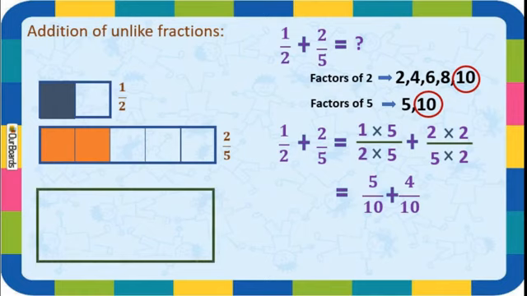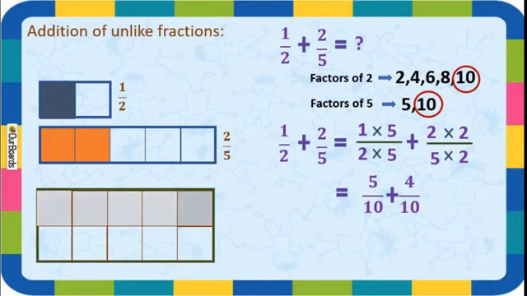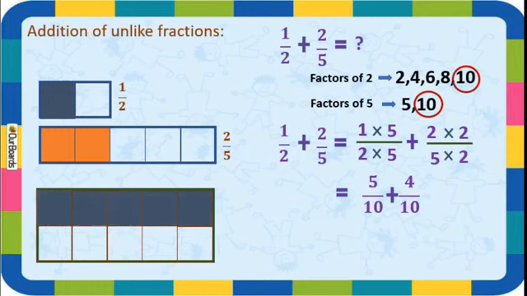See here. Now we will again draw the picture. Now denominator is 10. So we will divide this rectangle into 10 parts. Okay, first we will color 5 parts. Okay, that is 5 upon 10. Then we will color 4 parts, that is 4 upon 10. Okay, you got the answer?